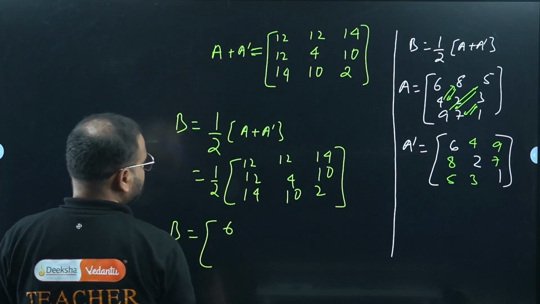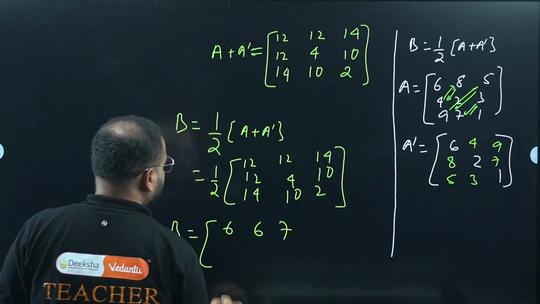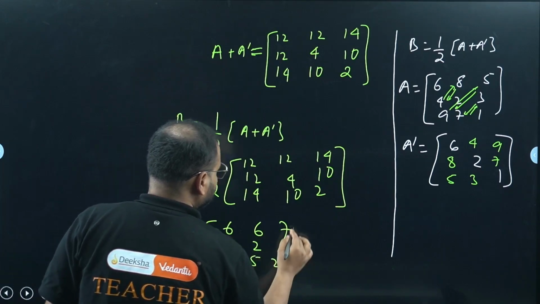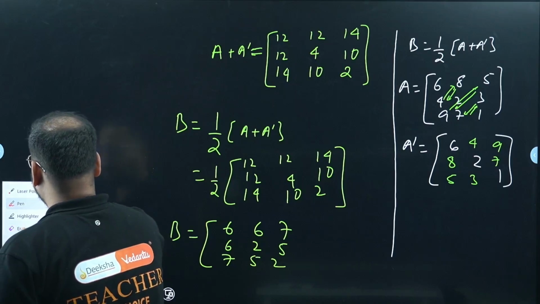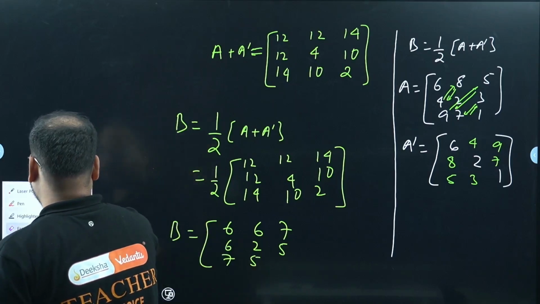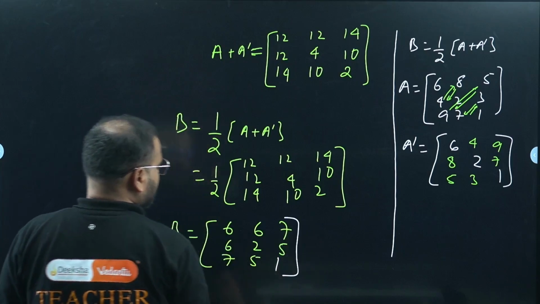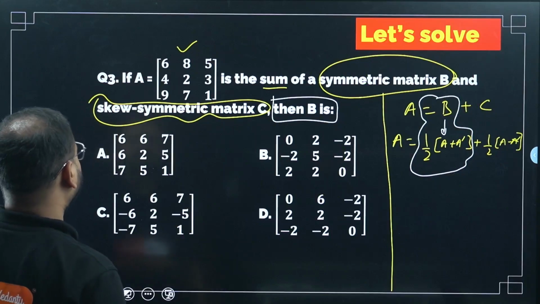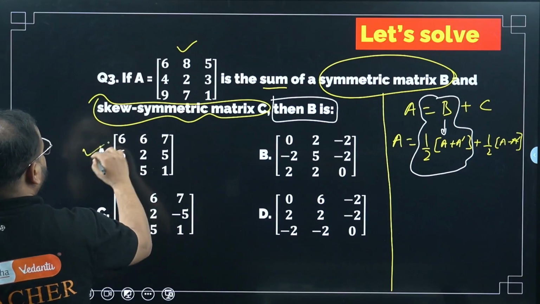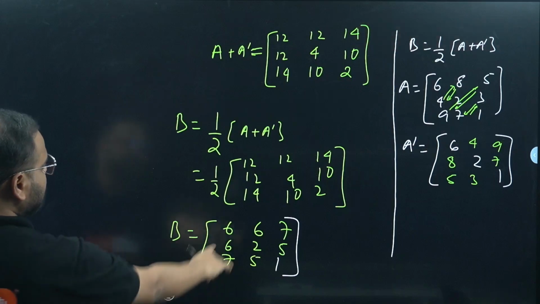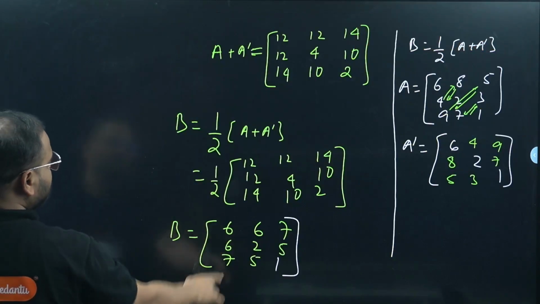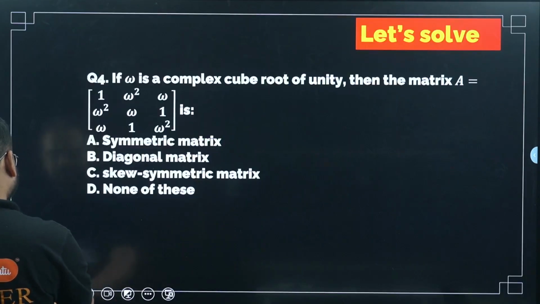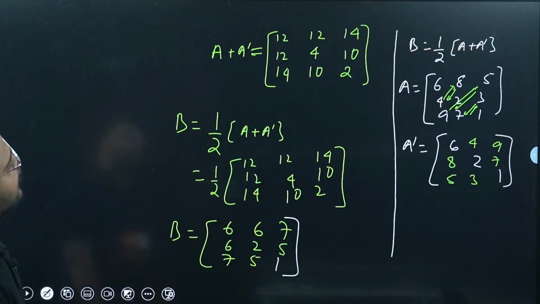This will be 6, 6, 7, 6, 2, 5 and 7, 5, 1. So the answer is 6, 6, 7, 6, 2, 5, 7, 5, 1. Option A. Check here. We'll cross check. So it is correct. Move on to the next question. I hope you understood this.